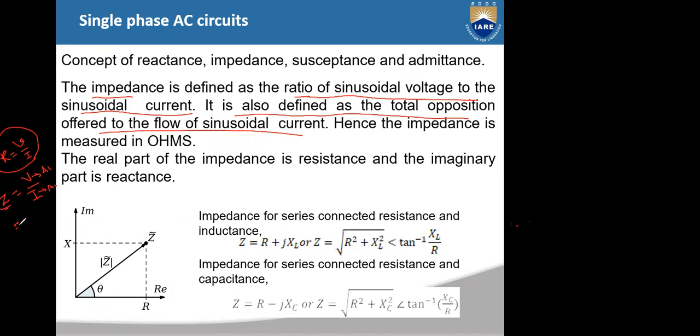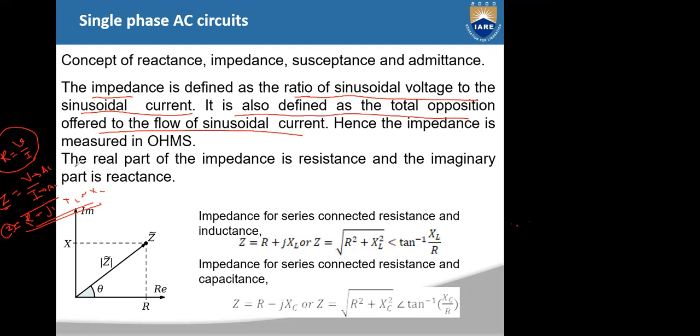We have one more definition. Impedance is the opposition offered for the AC current by the resistive element as well as the inductive or capacitive elements. That is another definition for impedance. So impedance means we will add all oppositions caused by the resistive elements and the inductive or capacitive elements. So we are calling it the impedance.